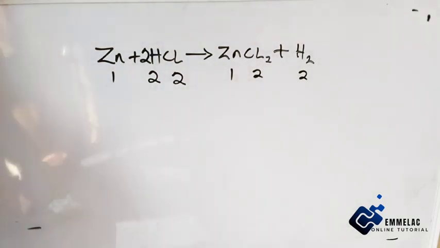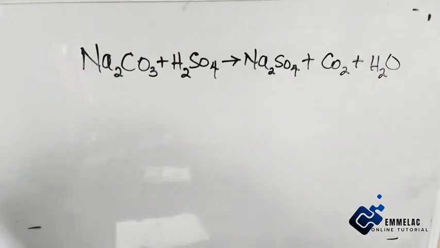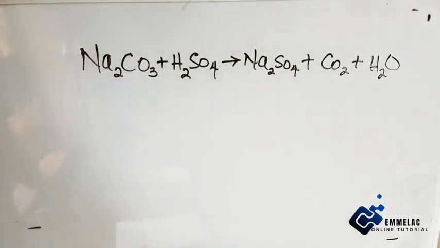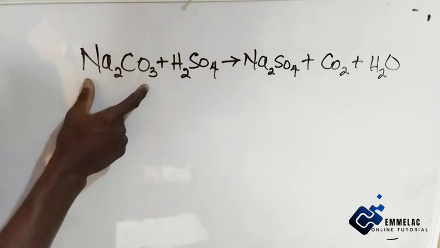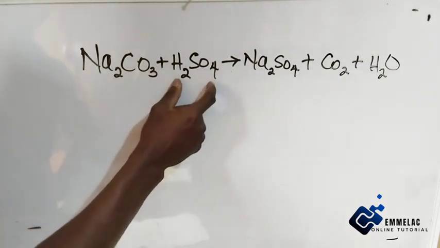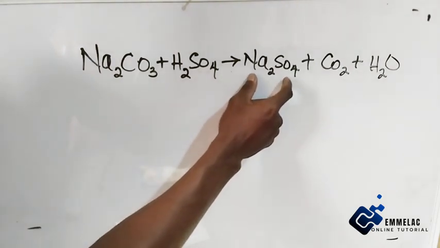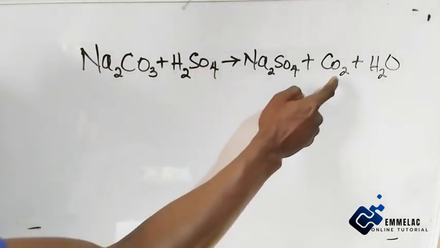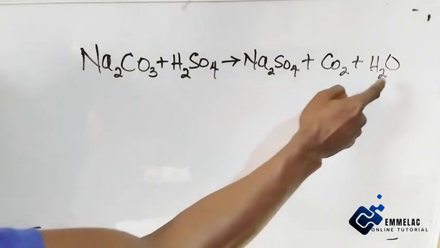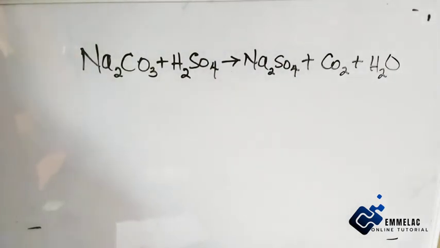All right, let's take a look at another example. There is another chemical reaction that we need to balance here. This is sodium carbonate, hydrogen tetrahydrosulfate 6, sodium sulfate, carbon dioxide, and water. Now looking at this, let us see if it is balanced.